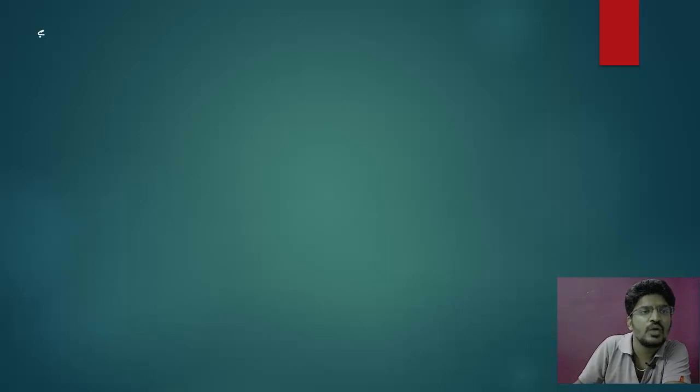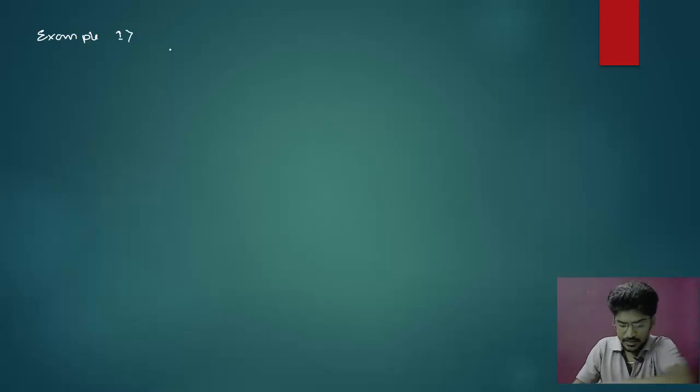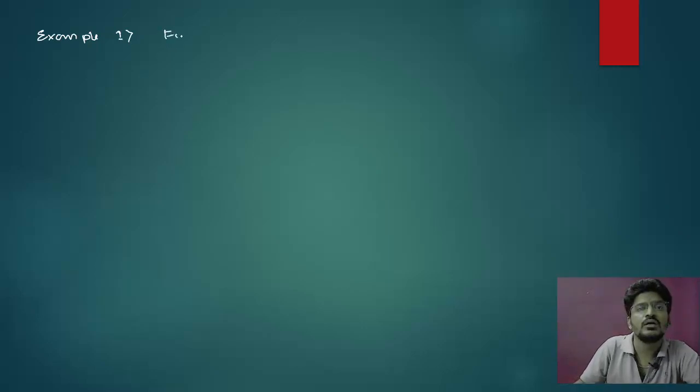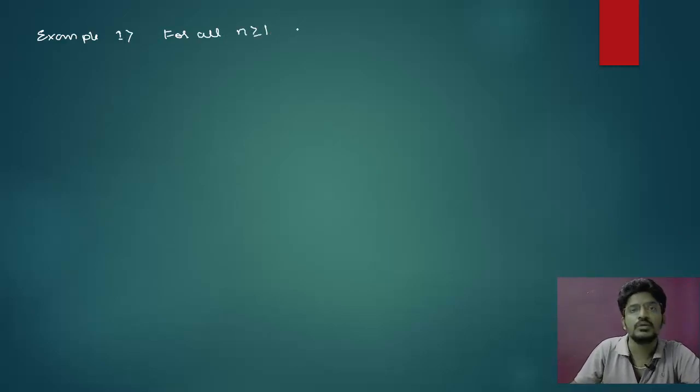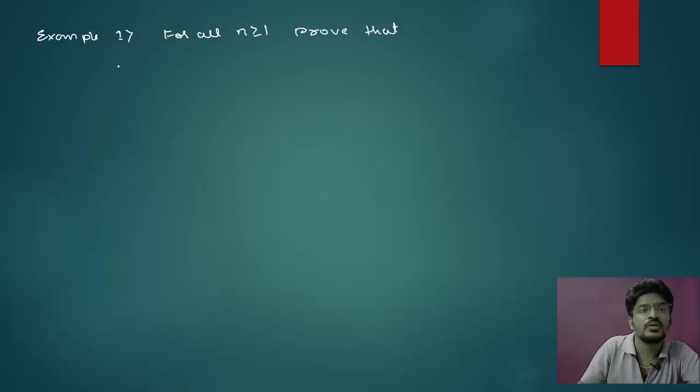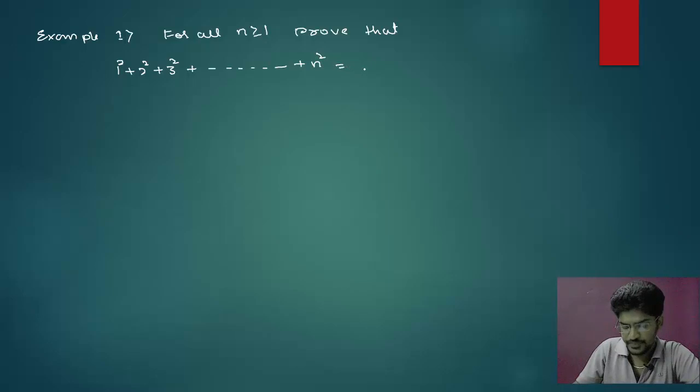Here example 1 is: for all n greater than or equal to 1, prove that 1 square plus 2 square plus 3 square plus so on to plus n square is equal to n into n plus 1 into 2n plus 1 divided by 6.